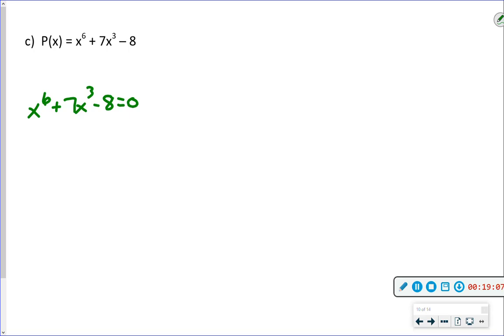What 2 numbers multiply to negative 8 and add to 7? Let's start with that. 8 and... to get x to the 6, I'm going to need to make these x to the 3rd, x cubed. Oh boy, I'm getting excited because I can factor both of these some more. We have a sum of perfect cubes and a difference of perfect cubes.